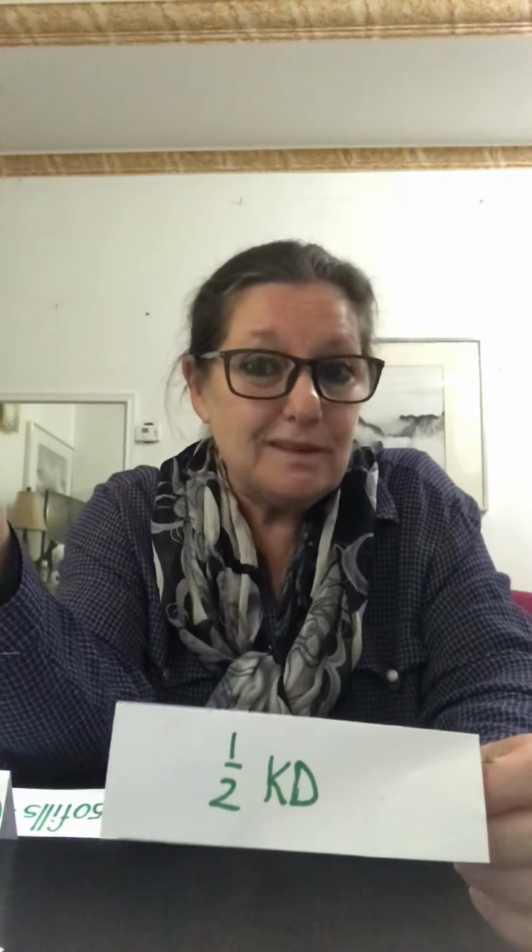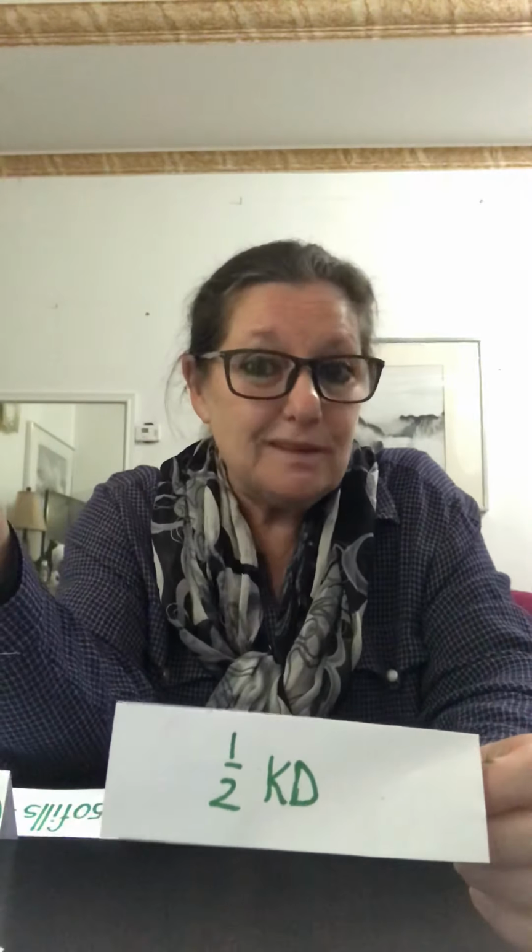So if I had to take two of these and I had to add them together, 0,500 plus 0,500 put together will give me 1 KD. But right here, I only have 500, which is half a KD. There you go.